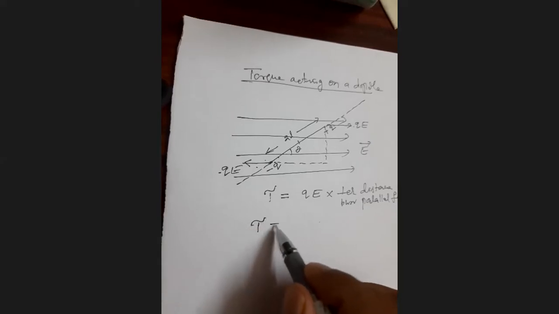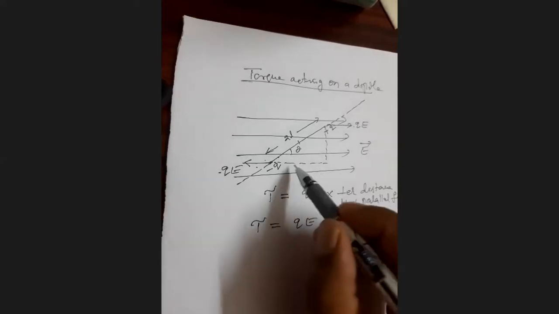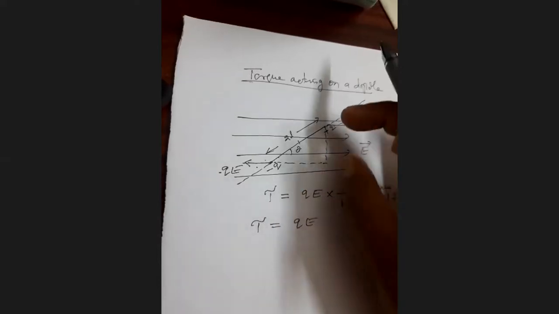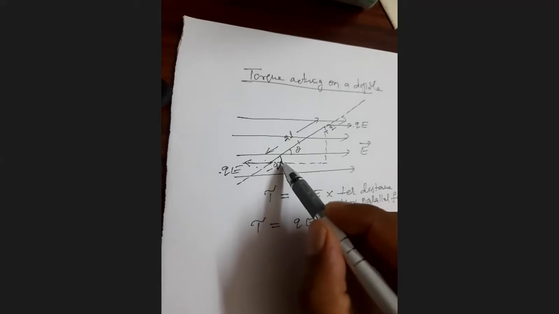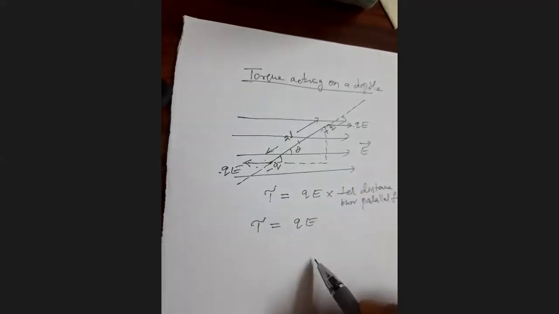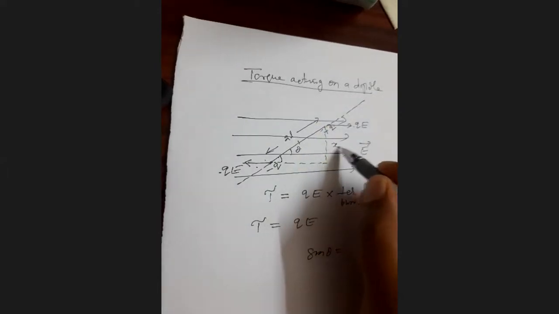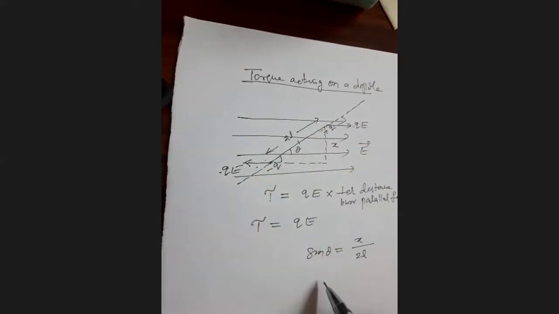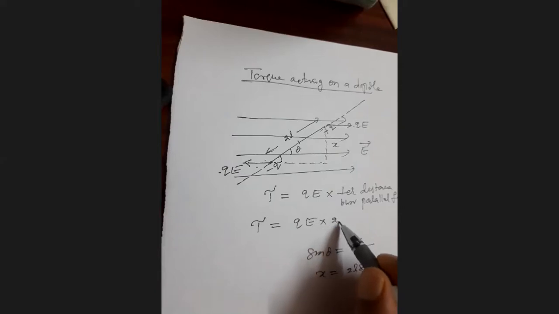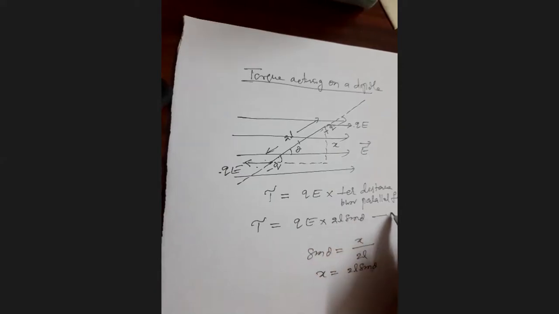Torque tau equals qE into... so this is one force, and this would be the perpendicular distance. If the angle is theta here, then in this triangle you consider sine theta. Sine theta equals opposite side, that is the perpendicular distance, say I am writing it as x, by hypotenuse, that is the length of the dipole 2L. So x equals 2L sine theta. Substitute here, it is 2L into sine theta, equation 1.